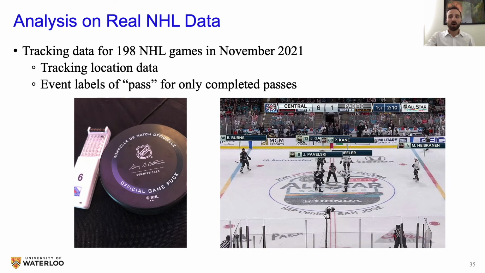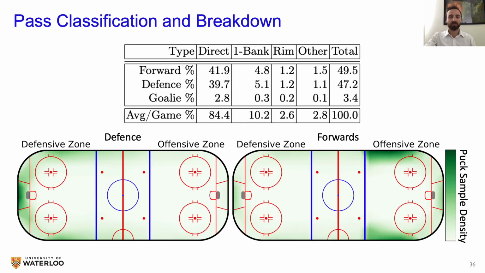We analyze our models on 198 NHL games from November of 2021. We leverage the tracking data and previously labeled pass events in the dataset. We find that 84.4% of passes in our dataset are classified as direct, 10.2% are one-bank, 2.6% are rims, and 2.8% are other.